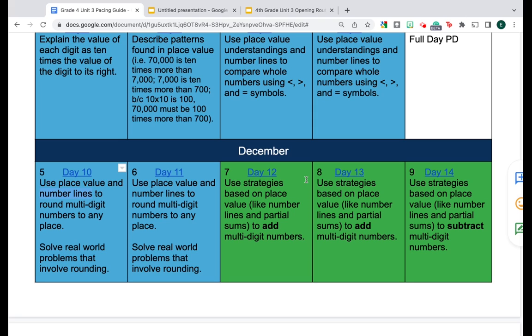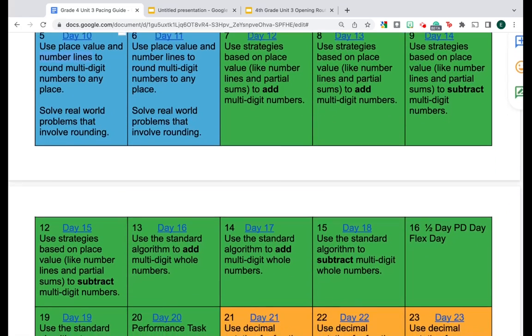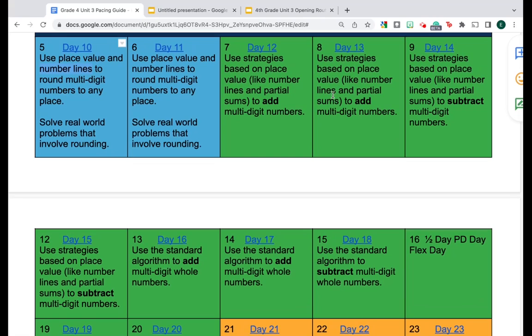All right, so we're into the beginning of December, and it's time to switch to topic B, where we're going to talk about adding and subtracting. The way we've laid this out is that you have time to focus on strategies based on place value before you get into the standard algorithm. The standard algorithm is technically what you are responsible for in fourth grade.